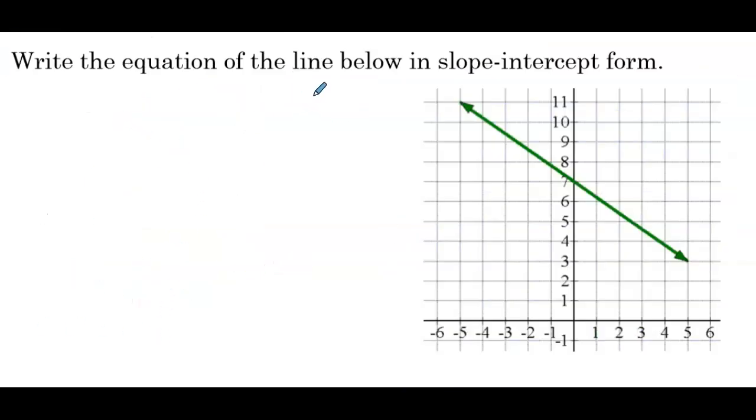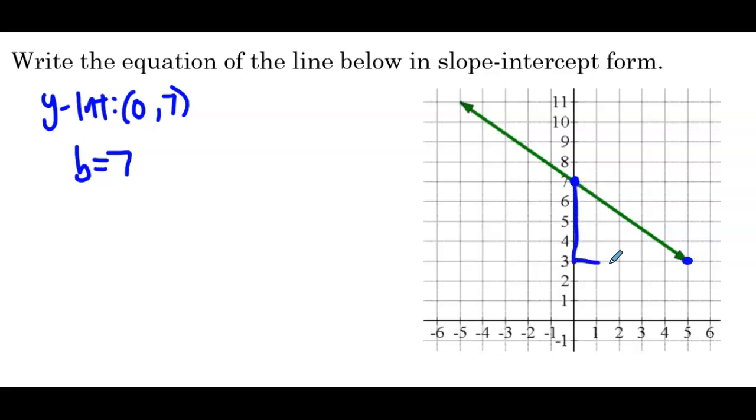Write the equation of the line below in slope-intercept form. Okay, so first thing, there's our y-intercept. Right, so our y-intercept is the point (0, 7). So that means that b is equal to 7. And then we need our slope. So I see that this is a nice point.